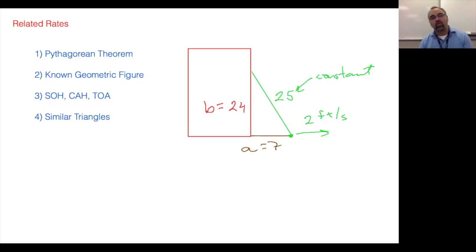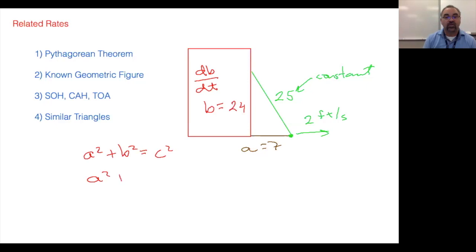Okay, and what was the key relationship here? Maybe we're trying to find the rate of change at which the ladder is sliding down the house. In other words, we want to find dB/dt. Well, obviously this is the first one, the Pythagorean theorem. You all knew that already. So we're just going to say a squared plus b squared equals c squared. And because the 25 is constant, we can substitute that in there and say a squared plus b squared equals 25 squared. We can do that before we differentiate because it is a constant.